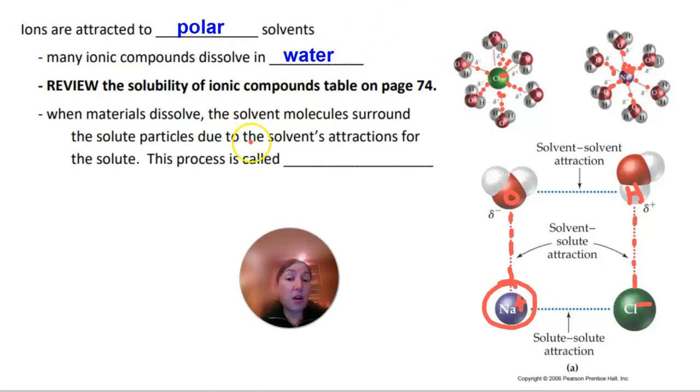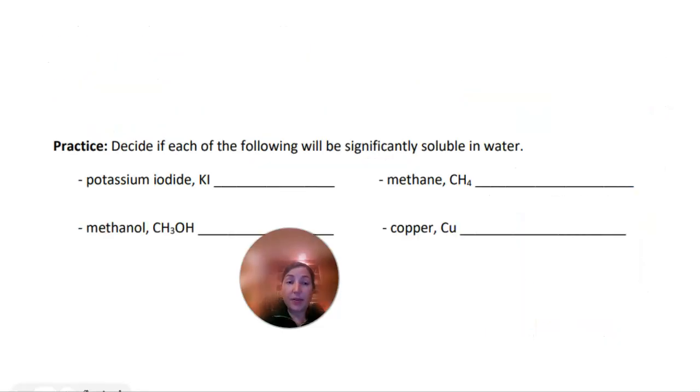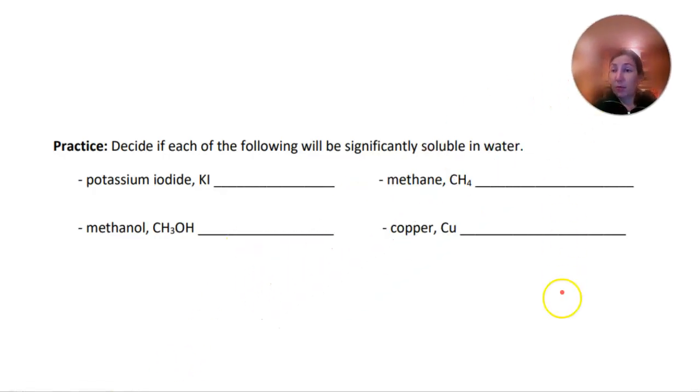So when materials dissolve, the solvent molecules surround the solute particles due to the solvent's attraction for the solute. That whole process is called solvation. And that really allows sodium chloride, or salt, to be soluble in water. Most ionic compounds are, but not every single ionic compound is going to be soluble in water. So we'll use solubility tables and we'll review those in just a little bit as well.